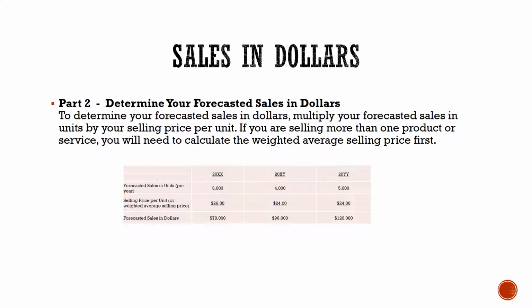Part 2, determine your forecasted sales in dollars. To determine your forecasted sales in dollars, multiply your forecasted sales in units by your selling price per unit. If you're selling more than one product or service, you will need to calculate the weighted average selling price first. Okay, so you can see on the first year that I projected 3,000 units. I'm going to sell it at $26 per unit. And the forecasted sales in dollars is, I'm just taking the 3,000 times the $26 and I get my 78,000.